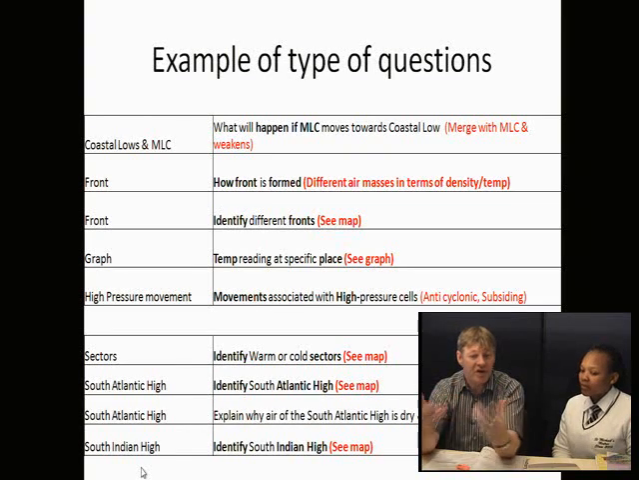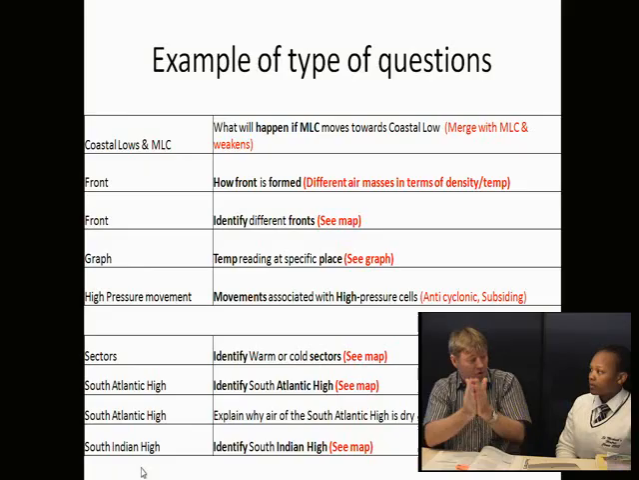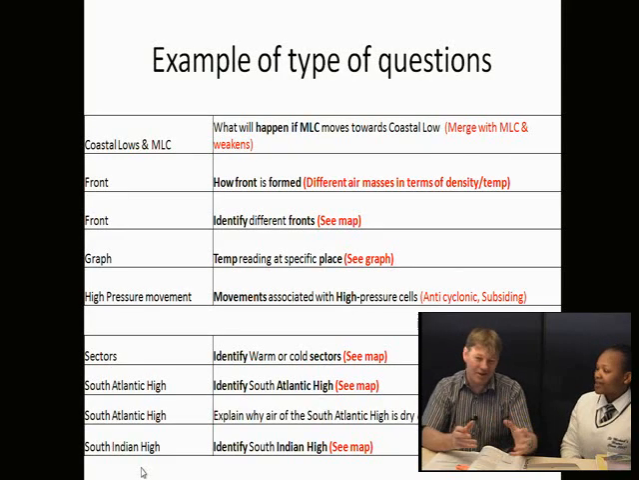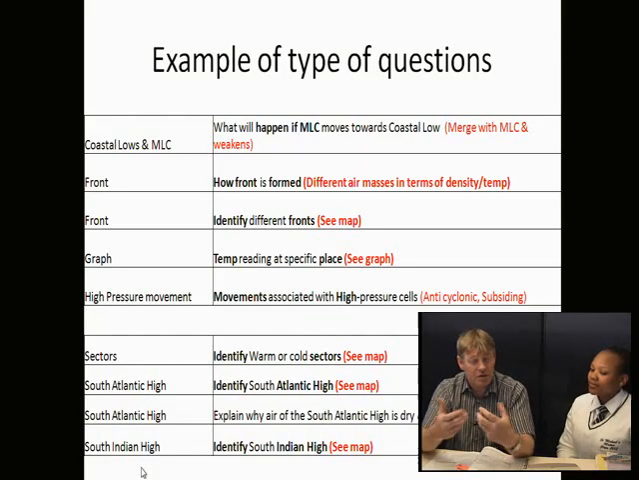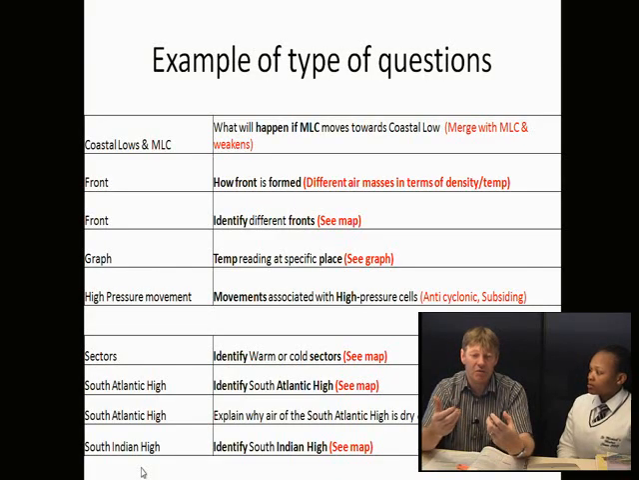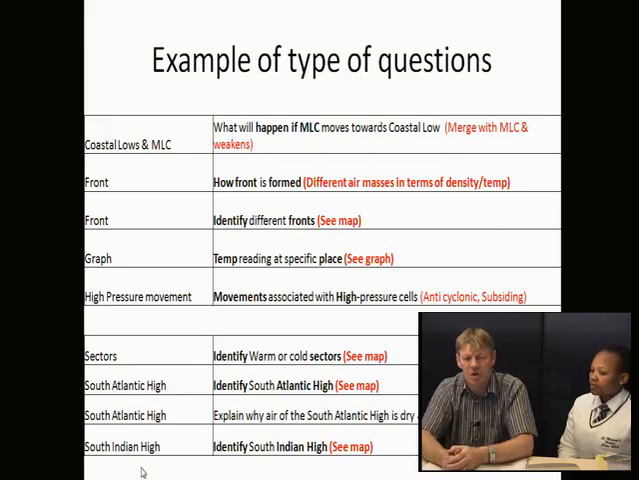And then how a front is formed, and I think for you to understand that, you must understand what the front is. And the front is a separation between two air masses. Two different air masses, like hot and cold. Well done, Nkuli. And also it can be temperature, but it can also be density. And sometimes, in most cases in geography, temperature and density go hand in hand with one another.